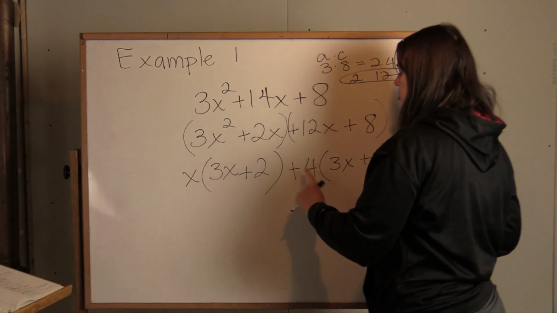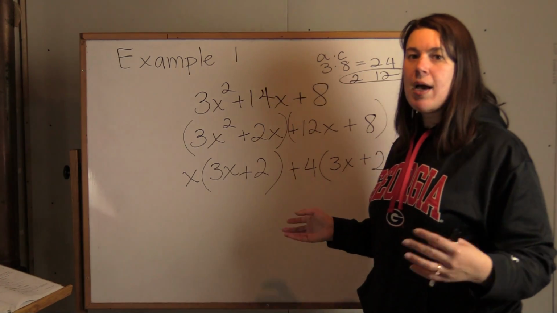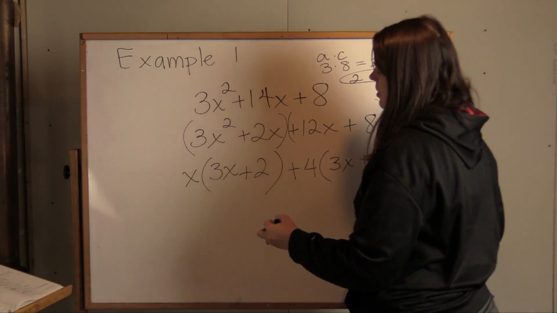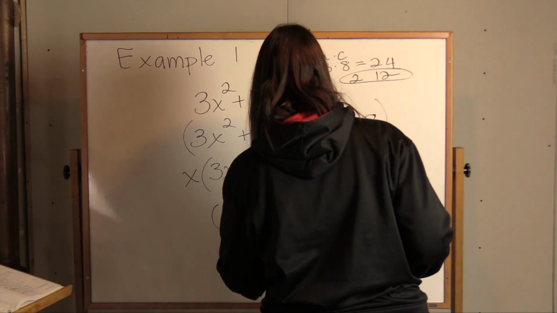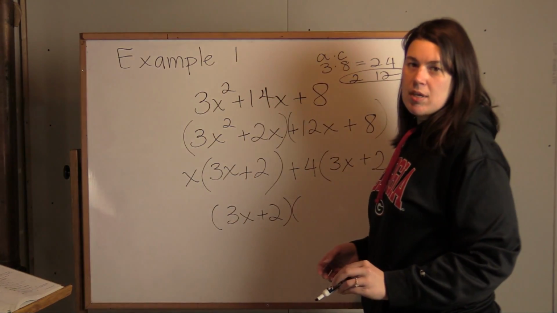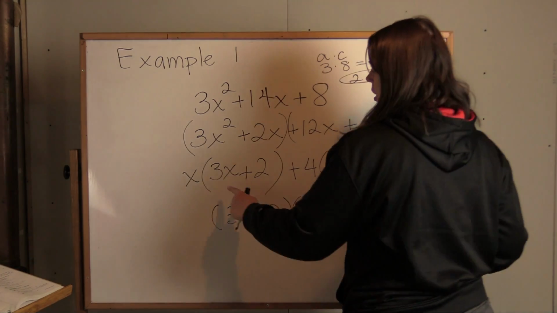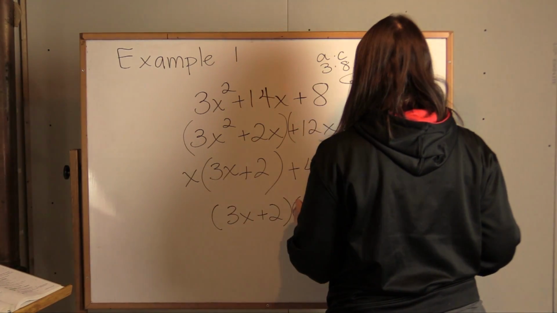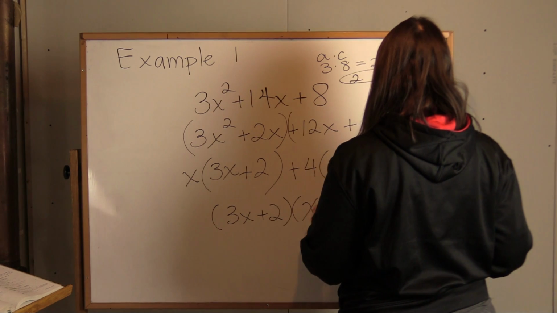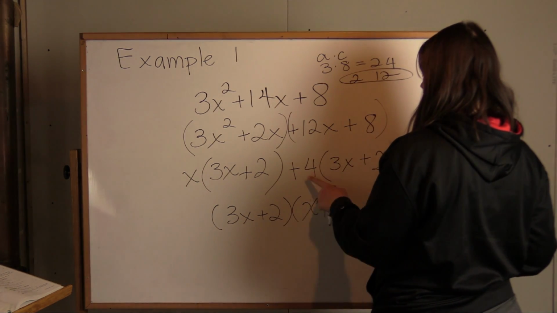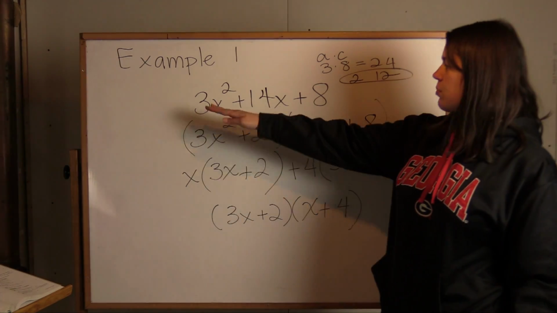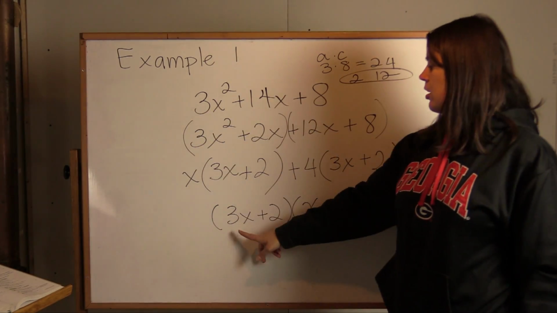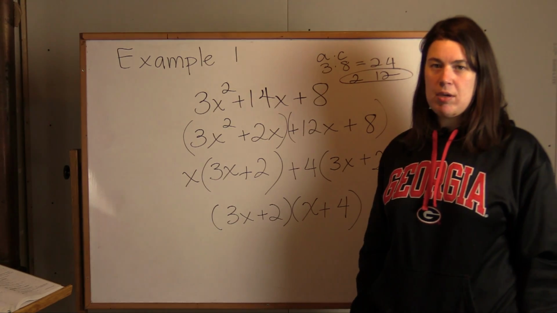So because both of these share a 3x plus 2, that means I can factor out that 3x plus 2. So I'm going to write 3x plus 2, and then I'm going to write parentheses and what's left behind. So if I take away 3x plus 2, I'm left with an x, this plus sign. And if I take away 3x plus 2, I'm left with 4. So now, notice we went from this to a binomial times a binomial.